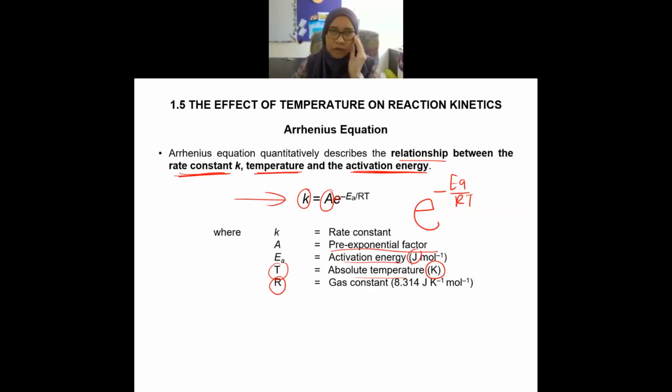You have to be careful. Sometimes the unit of activation energy is given in kJ, so you have to convert it into J first, because it has to tally. The unit of the gas constant used for this formula is J K^-1 mol^-1. And then look at the value of the constant. It's 8.314, not 0.0820621.